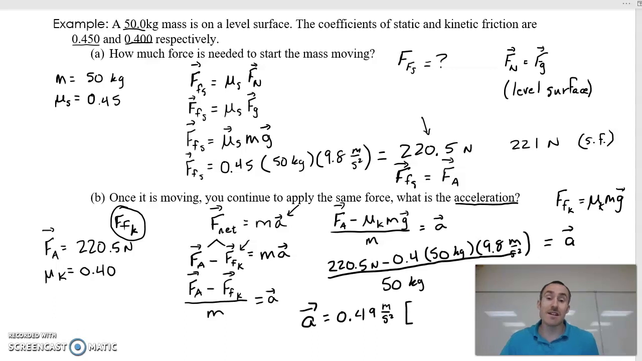That's a vector, and so I should have a direction on it as well. And so it doesn't tell us anything about specific directions like east or west or north or south, and so we are just going to say forward. Because if I'm pushing it, I'm presumably pushing it forward, and friction is trying to hold it back. So there's our acceleration.